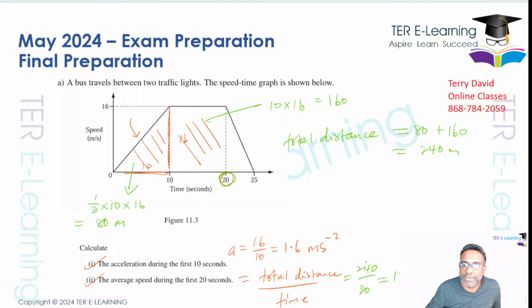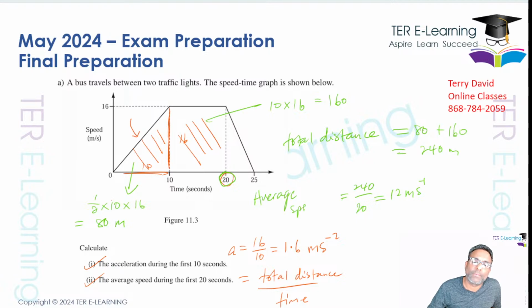So the average speed here is 240 over 20, which is 12 meters per second. That's the answer. Right, so that's number 8, right?